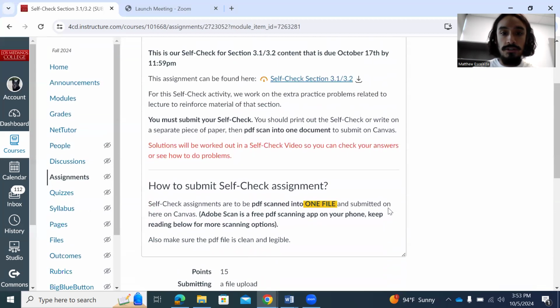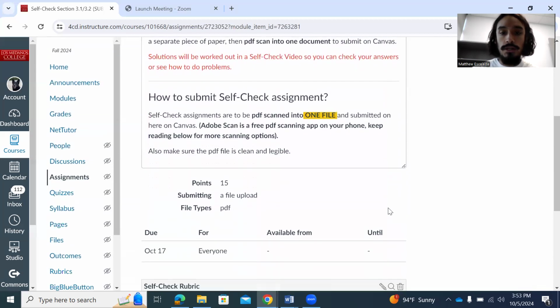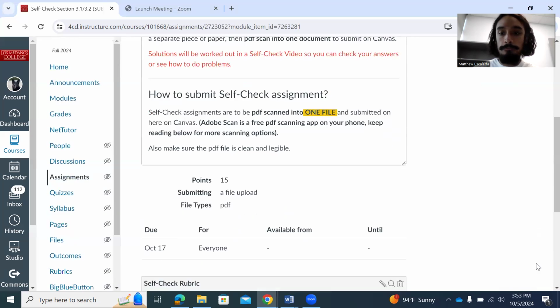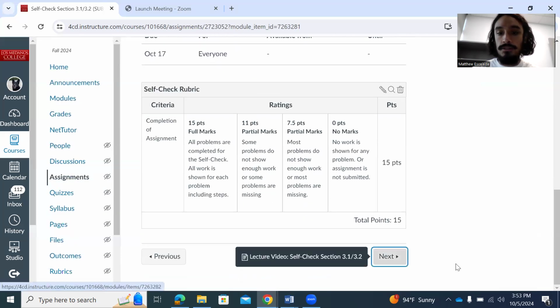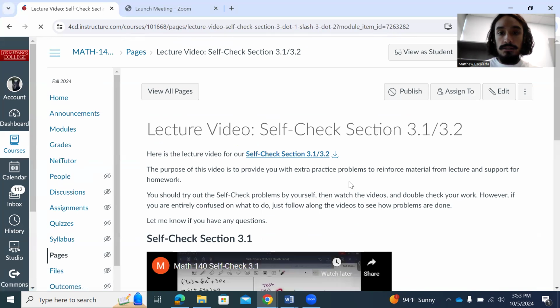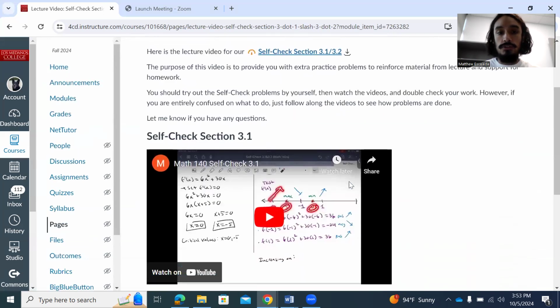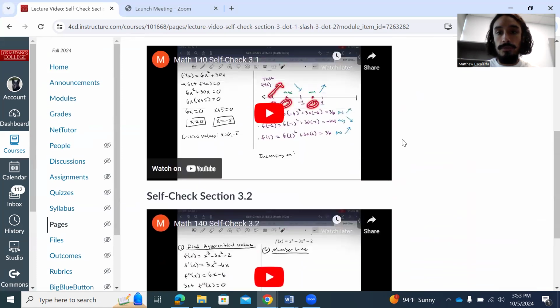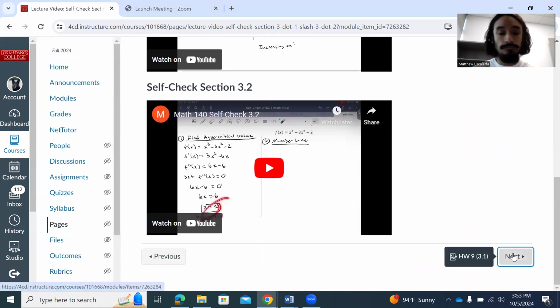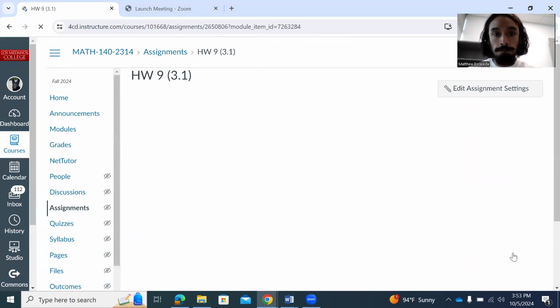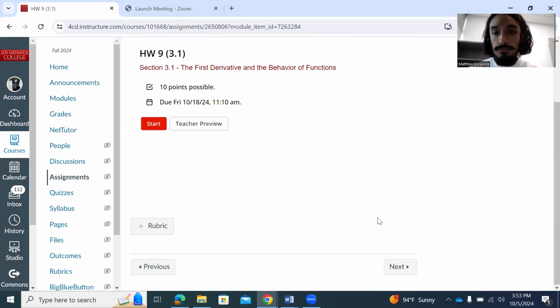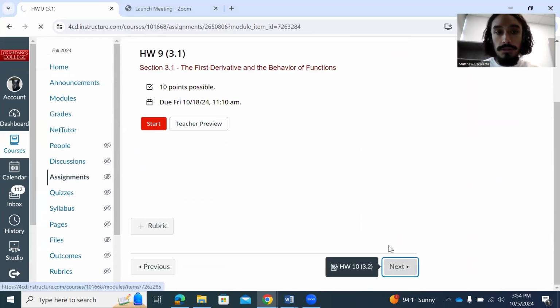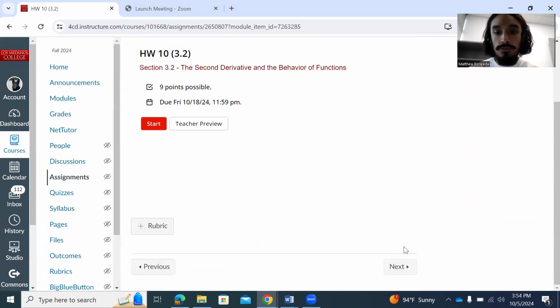Self-check, we have our self-check here, 3.1, 3.2. If you want to check that out, that's due Thursday. And then here is the self-check video. So here's 3.1 self-check and here's 3.2 self-check, okay? So make sure to watch those in case you're struggling with the material. Here's XYZ for 3.1. Here's XYZ for 3.2.